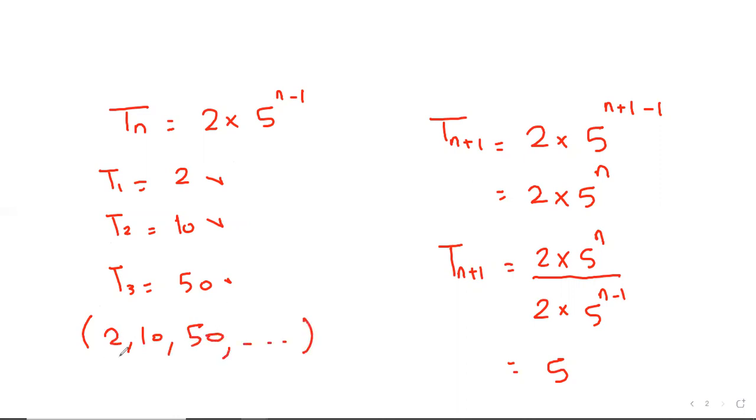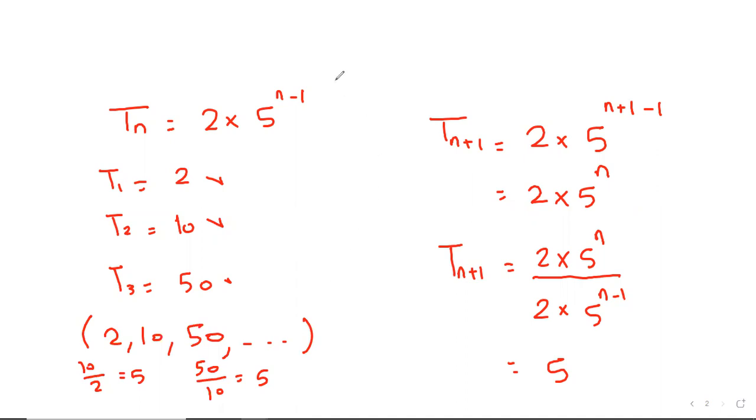We observe that each time we multiply by 5, and if we divide, 10 divided by 2, you will get 5. If you divide 50 divided by 10, you will get 5. So this sequence is a geometric sequence, and its common ratio is 5.